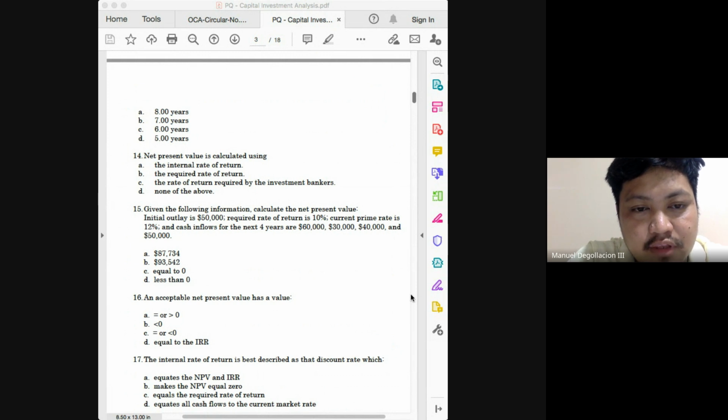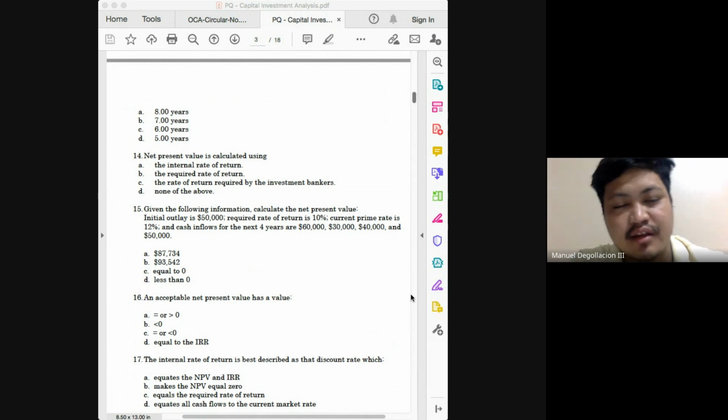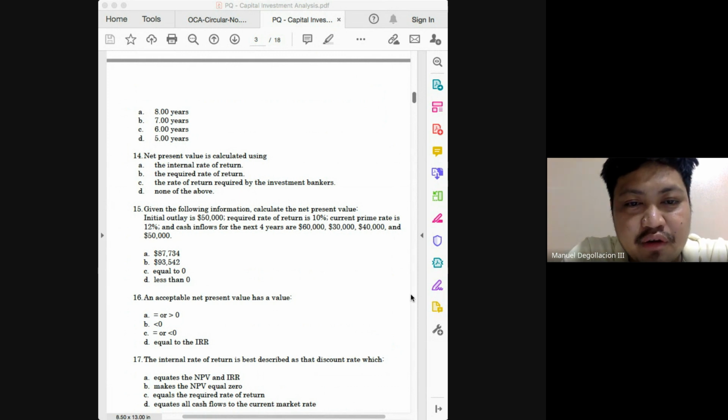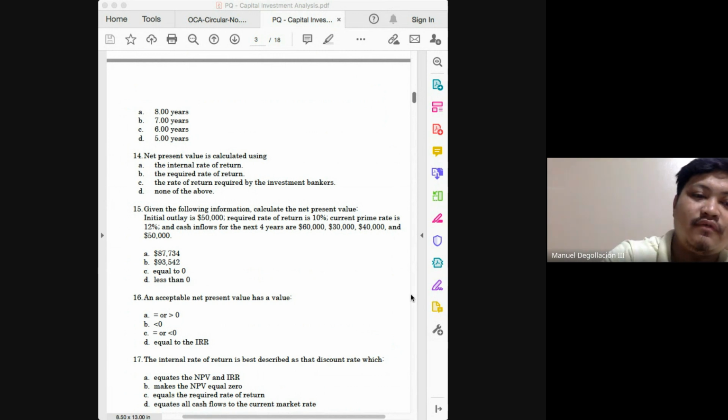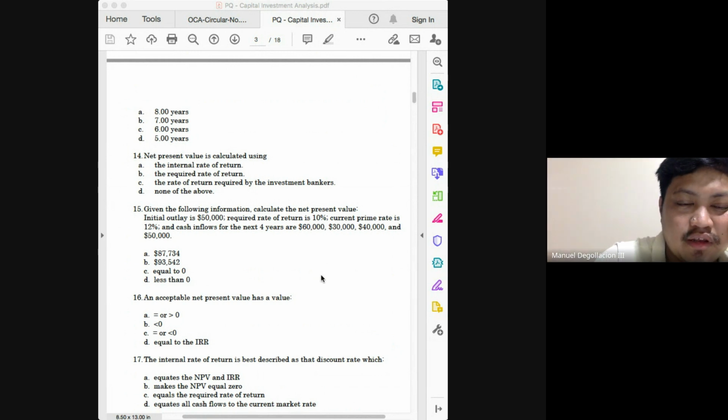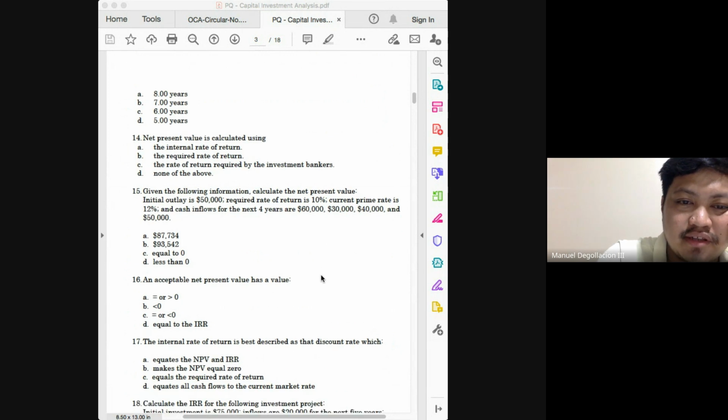Okay, and if you get the present value of the 60,000 cash flow in year one, the 30,000 cash flow in year two, the 40,000 cash flow in year three, and the 50,000 cash flow in year four, their value as of year zero, or their present value, deducted from the cash outflow of 50,000, you will have a positive 93,542. So the answer here would be Bravo. The rate that you would be using here is the 10%.